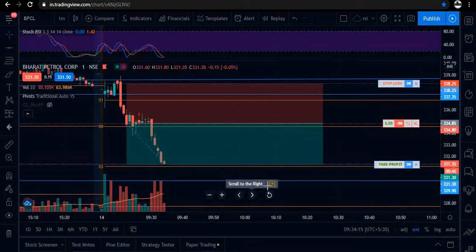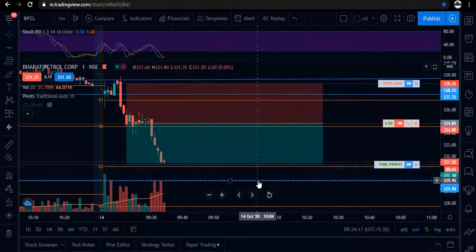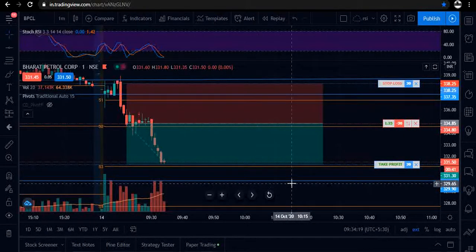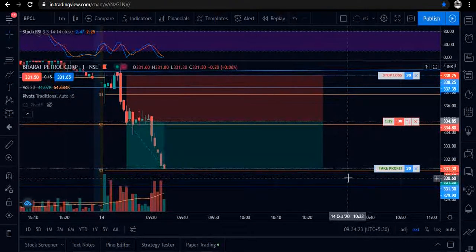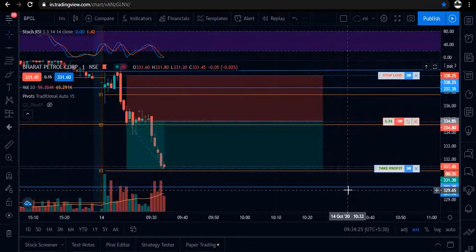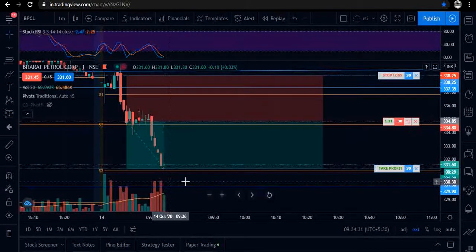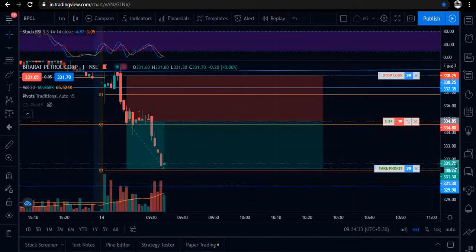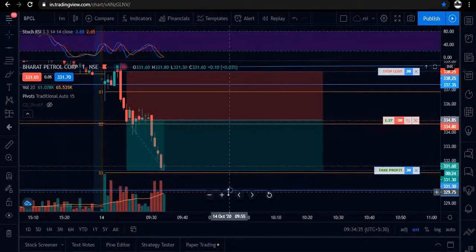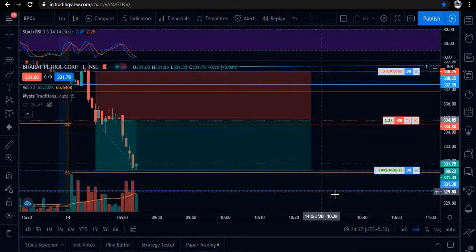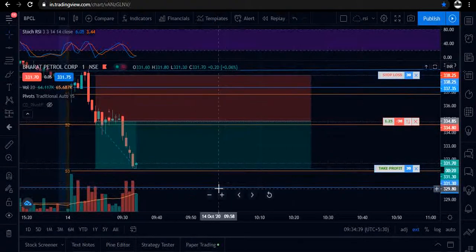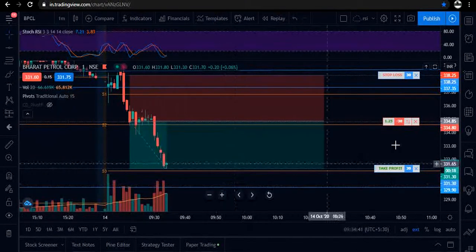So traders, here you can see it has come very near to our target and we are waiting for it to hit. Okay traders, once more you can see that it survived our target by just a few points. Okay, no problem. We will hold on for our target.